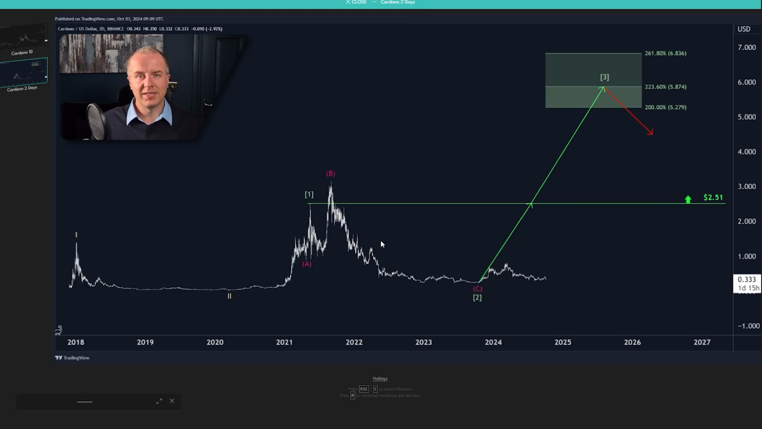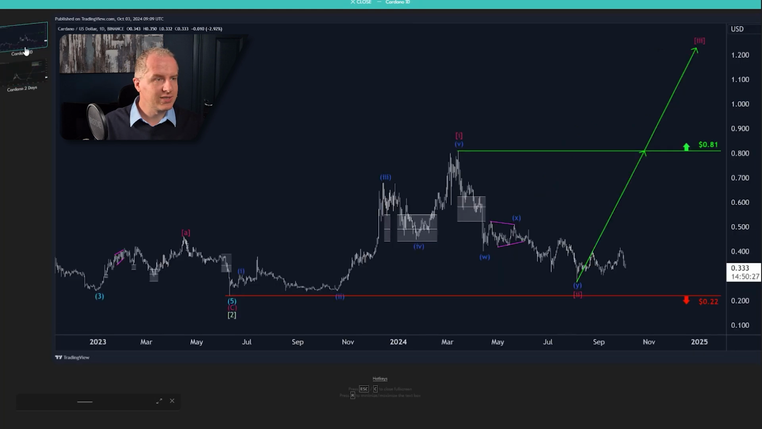And now let's take a look at the shorter time frame, because on the shorter time frame chart, we can see what needs to happen for us to reinterpret the chart. So when do we have to reinterpret the chart? When do we have to think about more bearish options?